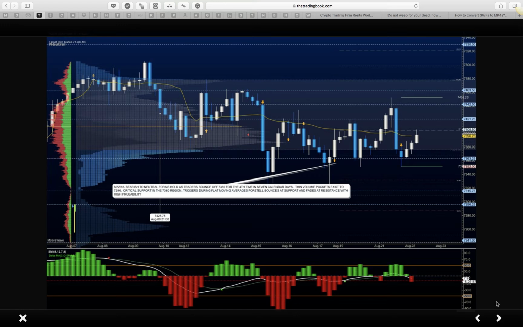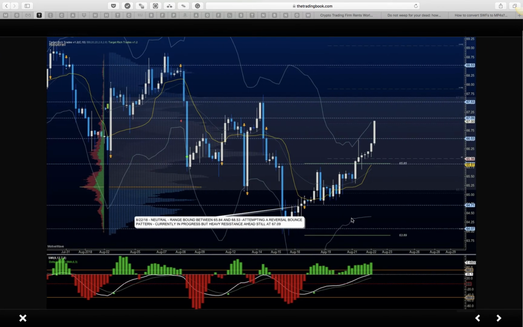We want to be careful about those edges. 73.60, very, very important. We break down below there, we know that people have been buying, but we do want to be extremely careful. On the breakdown, we can see all the way down to 73.15, and there is low volume sitting in that space well below it.